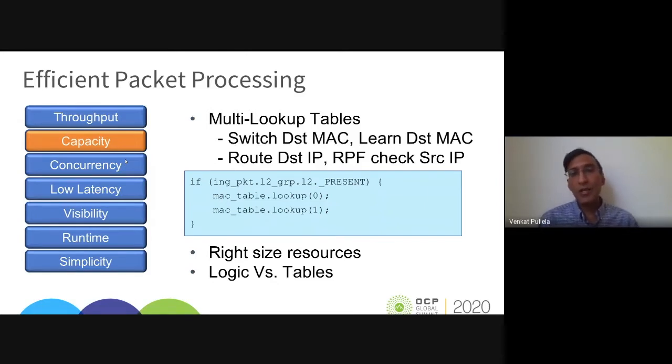So the first example I'm showing here is a small bit of pseudocode. This is NPL, but I'm calling it pseudocode because it's completely trimmed out. The same table called MAC table is being looked up as lookup 0, lookup 1. I trimmed a lot of things here just to give you an overview. So you could be looking up source MAC for learning and destination MAC for forwarding from the same table. And that will cut down the total memory usage in half. And for that, you need multi-lookup tables supported.